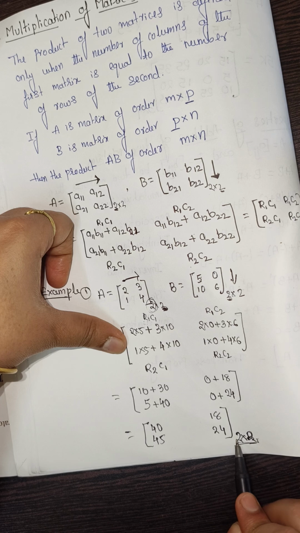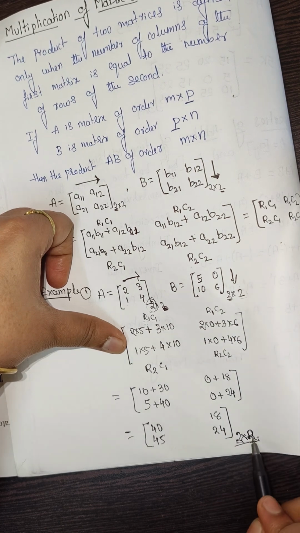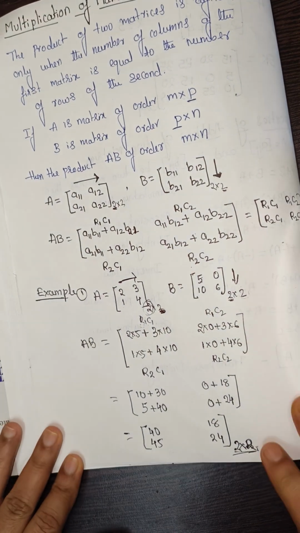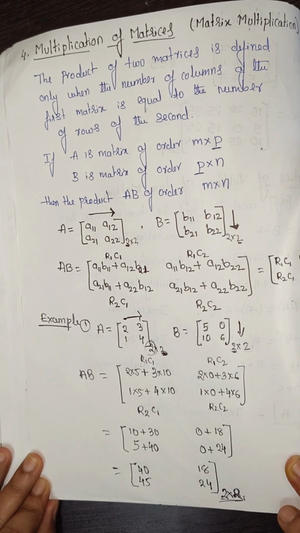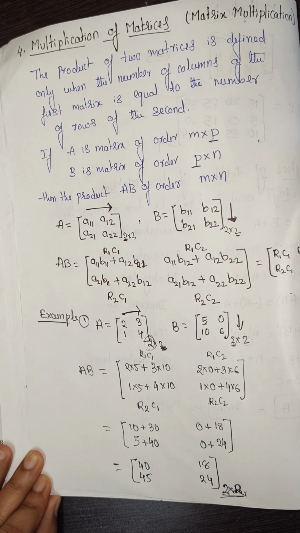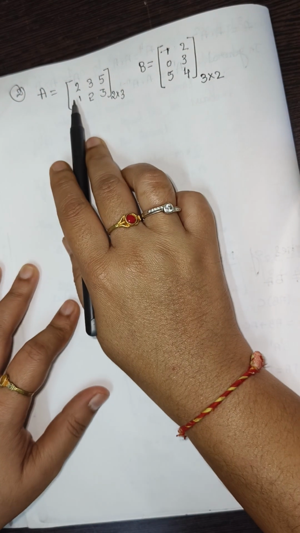Rows from the first matrix, columns from the second matrix. It is 2 by 2. Okay. We will solve another question. Now we will see another question.